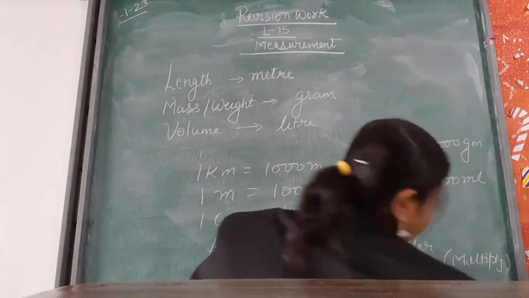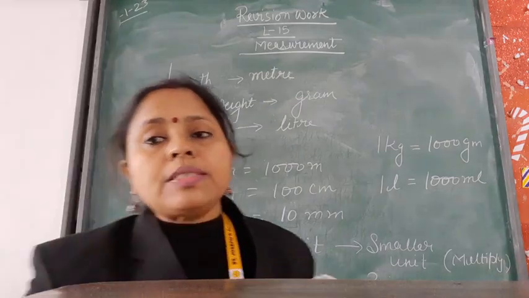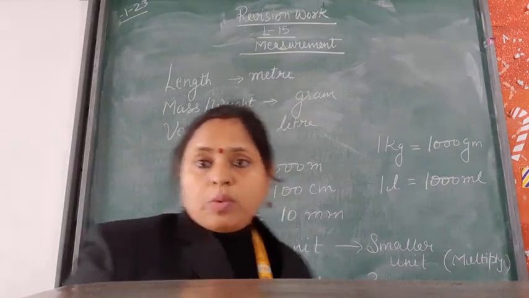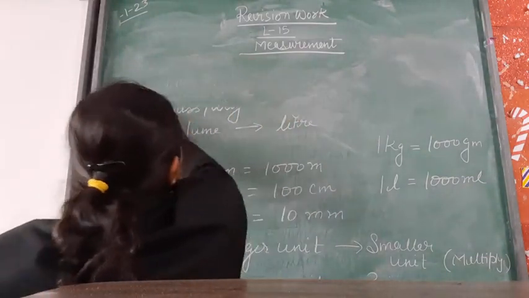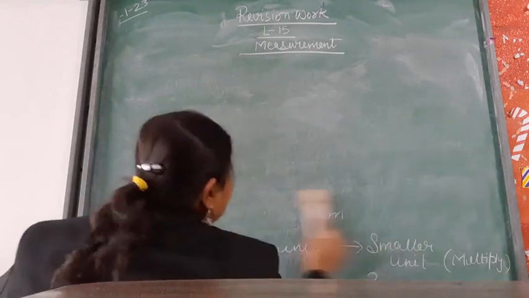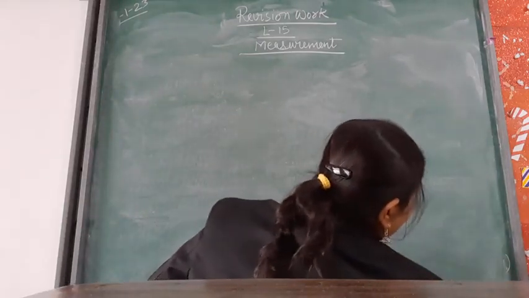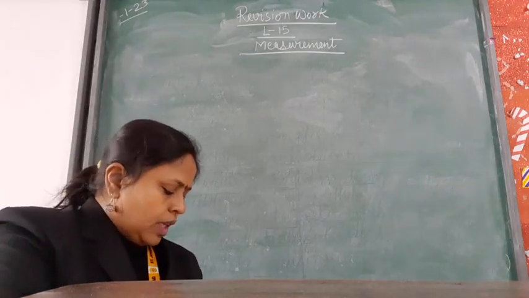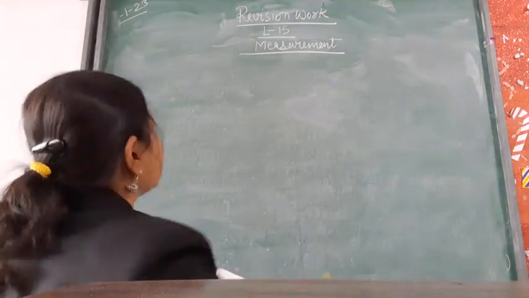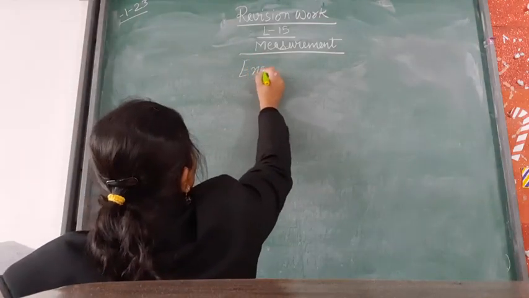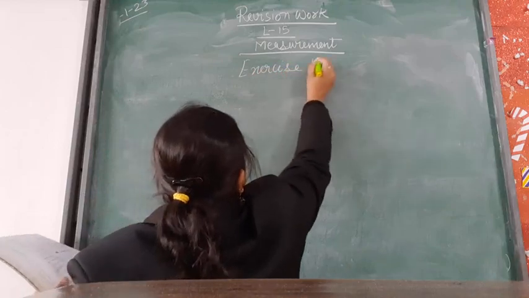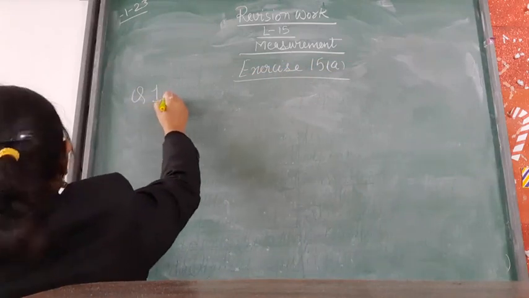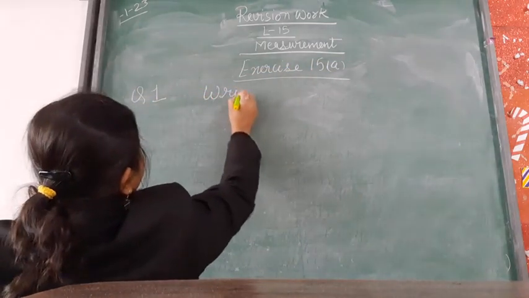So now children, let us solve some of the questions from this chapter in order to make your understanding more clear and more obvious. So let us begin the solving of the sums. The first sum is from exercise 15A, question number 1. And what is the question? Write in decimals.